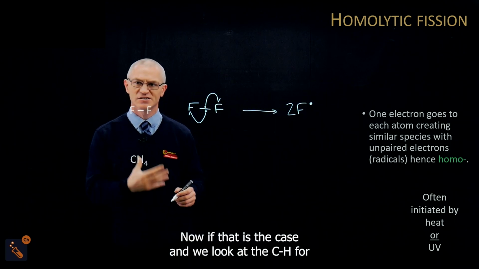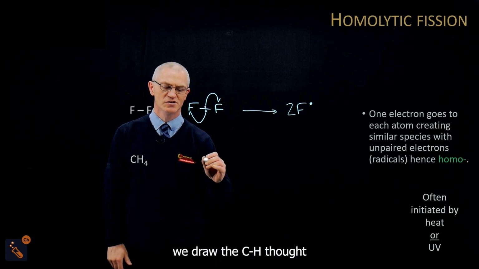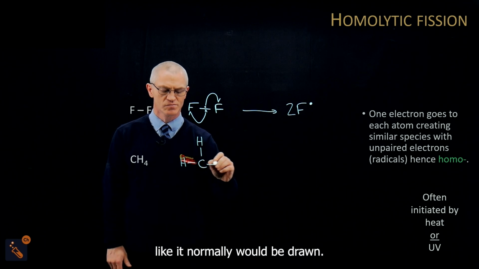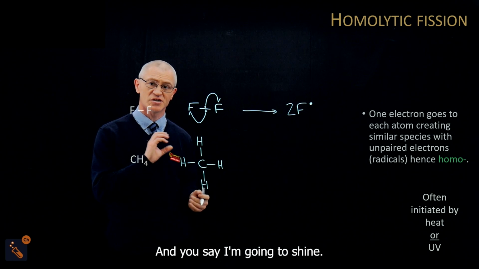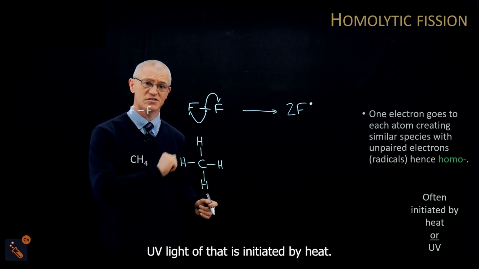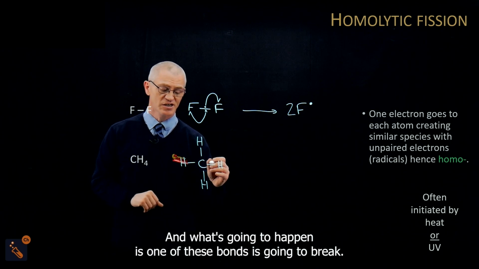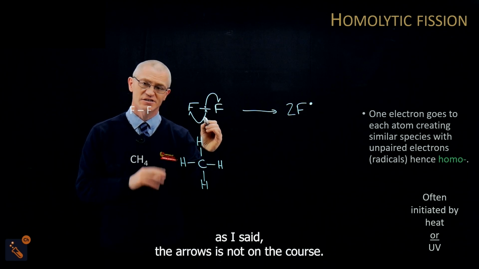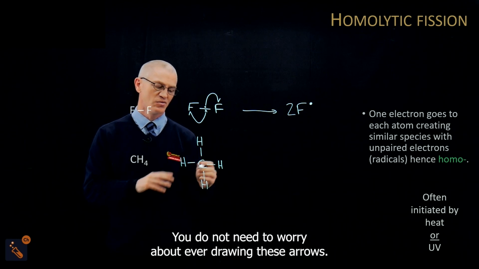Now, if that is the case, and we look at the CH4, and we draw the CH4 like it normally would be drawn, and there you go, and you say, I'm going to shine UV light at that, because it's initiated by heat or UV, shine strong UV light at that, and what's going to happen is one of these bonds is going to break. Now, that, as I said, the arrows is not on the course. You do not need to worry about ever drawing these arrows. But just think about it.